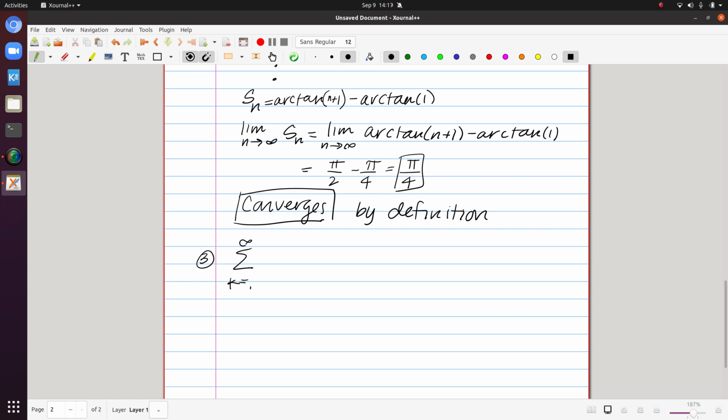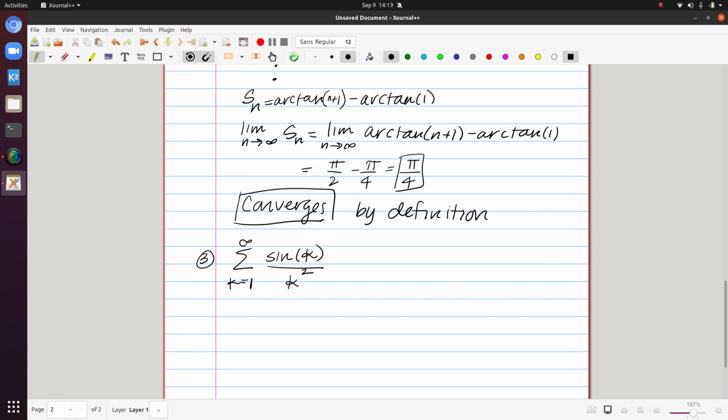Now if I have the sum from k equals 1 to infinity of sine of k over k squared, if I start to think about what we've seen so far, that's not telescoping. So it doesn't seem that I would be able to come up with a nice pattern for the nth partial sum and use the definition.